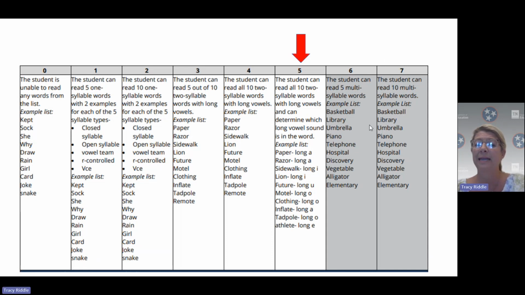If students have mastered at a level 5, you can move into assessing the third grade words. In third grade, if the students can read the 5 multisyllable words, that is a score of a level 6. If students can read all 10 of the multisyllable words, that is the score of a level 7. If students have mastered at a level 6 or a level 7, you do not have to upload the video evidence of level 5.